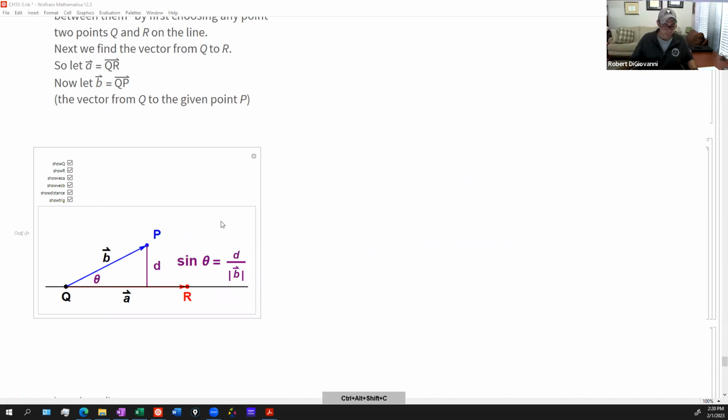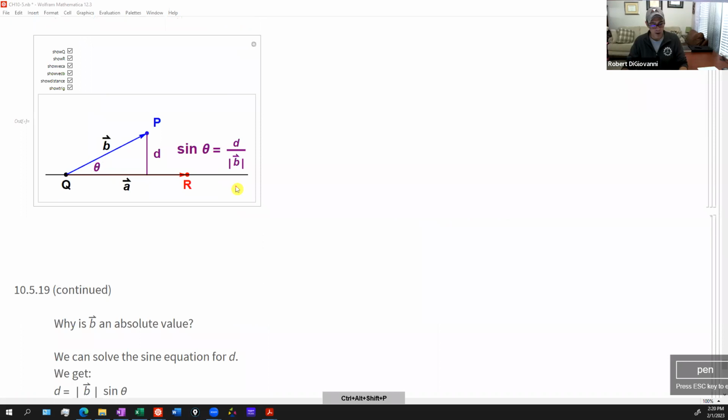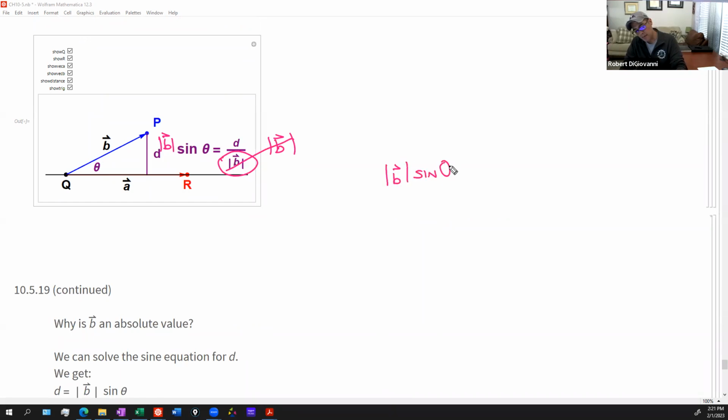All right, so that's where we are. Let's see what we're going to do with this. We're going to take that equation and multiply the magnitude of B on both sides. If we do that, it cancels on the right, and we get the magnitude of B sine theta equals D. Or you could write D equals the magnitude of B sine theta. Y'all good? I'm about to do something pretty awesome, okay?